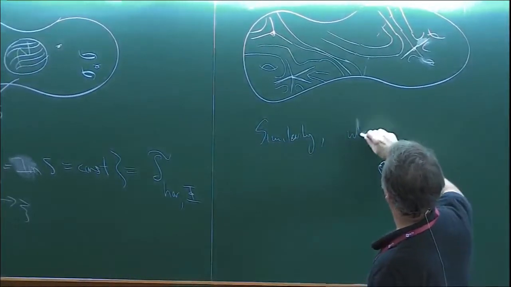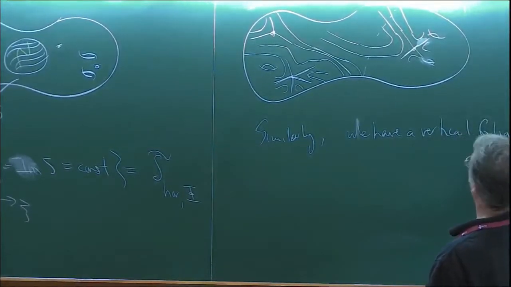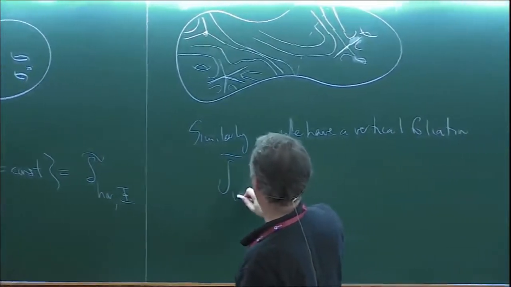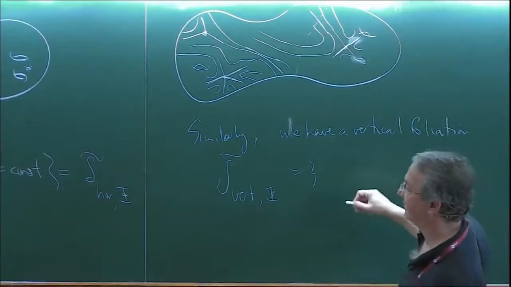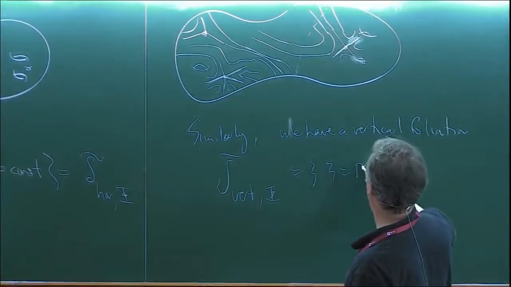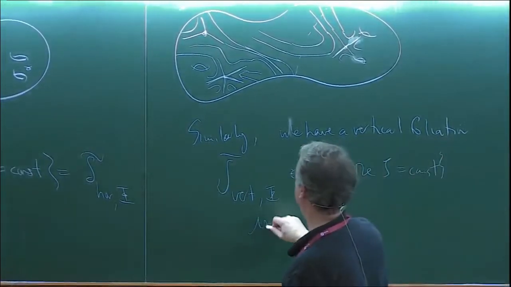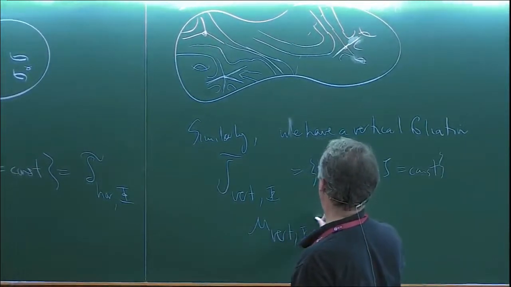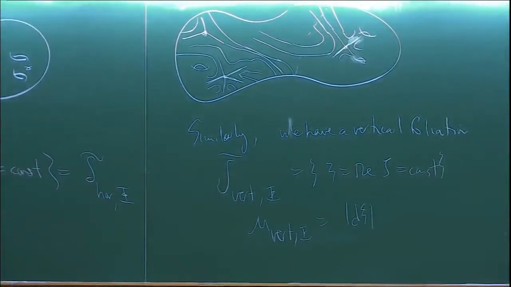Similarly, we have a vertical foliation, f vert of phi, and this is going to be locally where psi equals real part of zeta is constant, and we'll have the same measure, mu vert of phi, which is locally d psi, and when I draw that, it won't work well. Okay, I really only do have yellow.